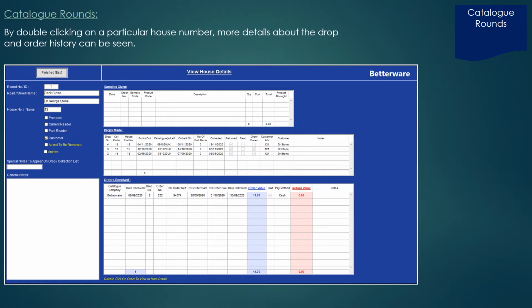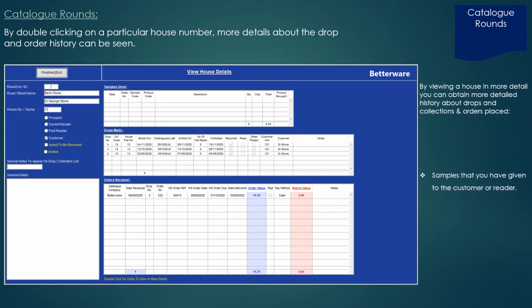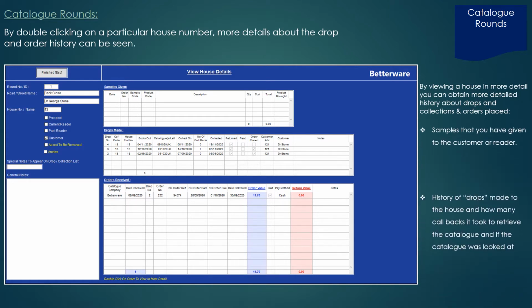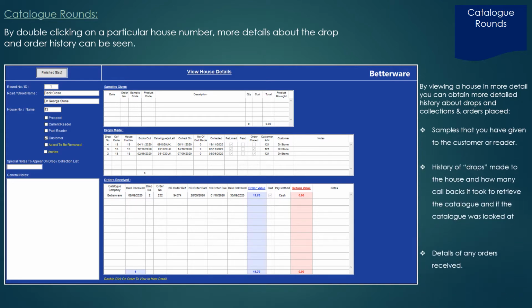By double-clicking on a particular house number, more details about the drop and order history can be seen. Samples that you've given to the customer or reader, history of drops made to the house and how many callbacks it took to retrieve the catalogue and if the catalogue was looked at, details of any orders received.